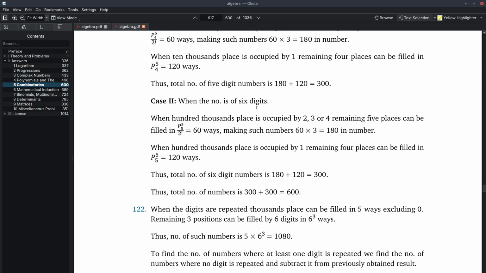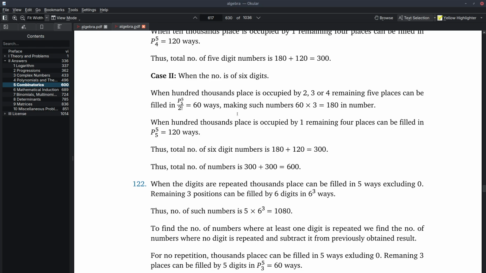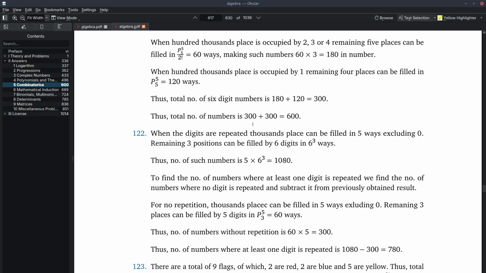When the number is of 6 digits, the 100,000th place can be occupied by 2, 3, 4. The remaining 5 places can be filled in 5 factorial by 2 factorial ways, that is 180 total. When 100,000 place is occupied by 1, remaining 5 places can be filled in 5p5, that is 120 ways. The total number of numbers in this case is also 300. So the final answer would be 300 plus 300, that is 600.